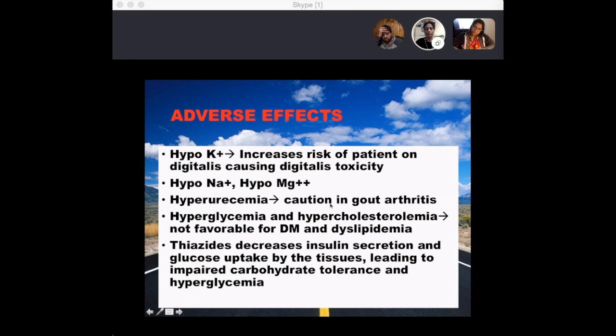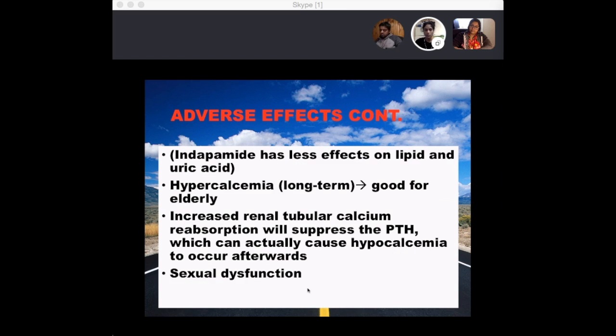Hyperuricemia is a cause for caution in gout arthritis. Hyperglycemia and hypercholesteremia are not favorable for diabetic patients and those who have dyslipidemia. Thiazides decrease insulin secretion and glucose uptake by the tissues, leading to impaired carbohydrate tolerance and hyperglycemia. I'm going to talk about that in detail in a second. Some last bits on adverse effects: indapamide has less effect on lipids and uric acid, so it may be a more favorable drug to use.